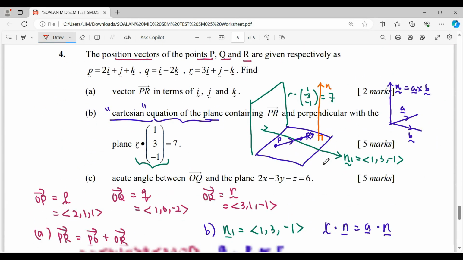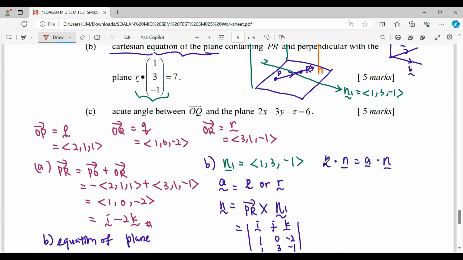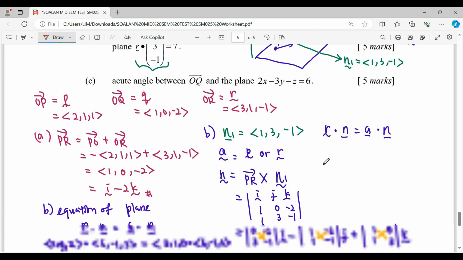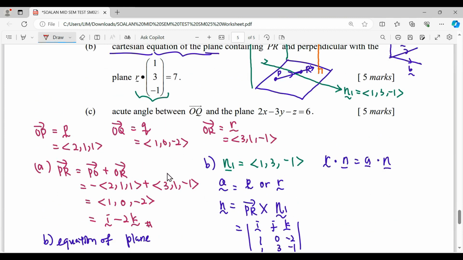Then for question number 4, in vector. In vector questions, most of the students can do this. PO plus OQ, that is the concept that we want.